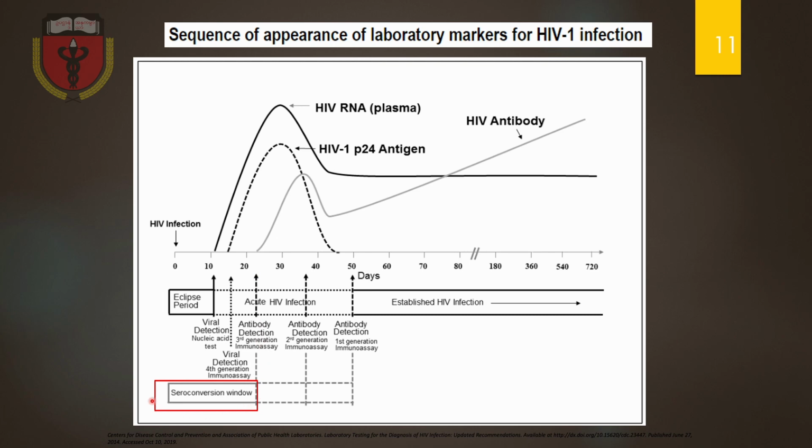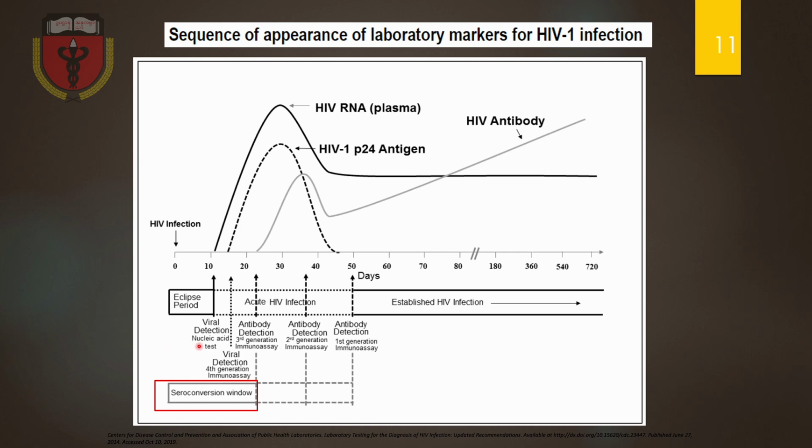I highlighted this time period here. There is a seroconversion window. Seroconversion means when you start seeing the antibody in the blood. So the seroconversion window is such a big window here. If you're just relying on the HIV antibody to establish the diagnosis, you will miss it here, in the first 21 days, the first about 3 weeks.